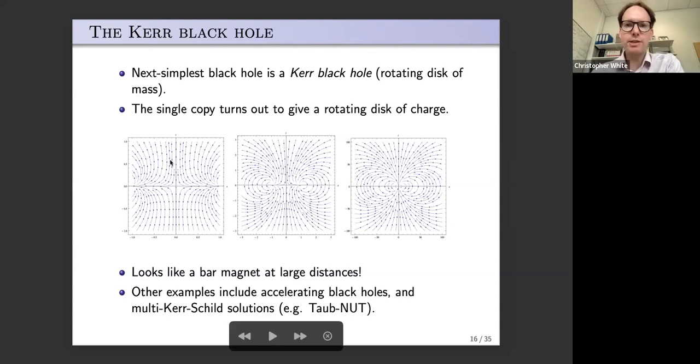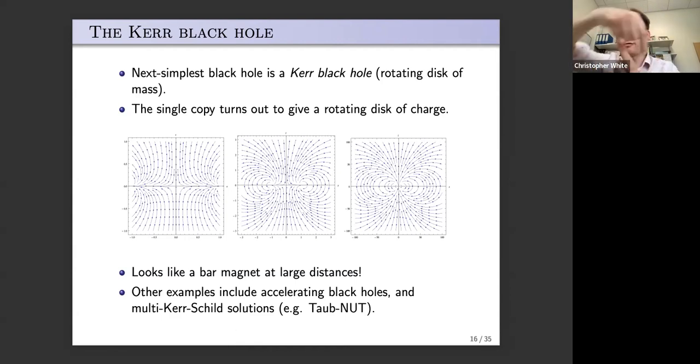Yeah, so the next simplest black hole is a Kerr black hole, and what the Kerr black hole is in GR is, imagine you've taken a disk of mass and you've rotated it. It generates a rotating black hole. So that's the minimum source you need to get that metric. And the single copy turns out, unsurprisingly, to give a rotating disk of charge, because all the mass has been turned into charge again. And you can really check this.